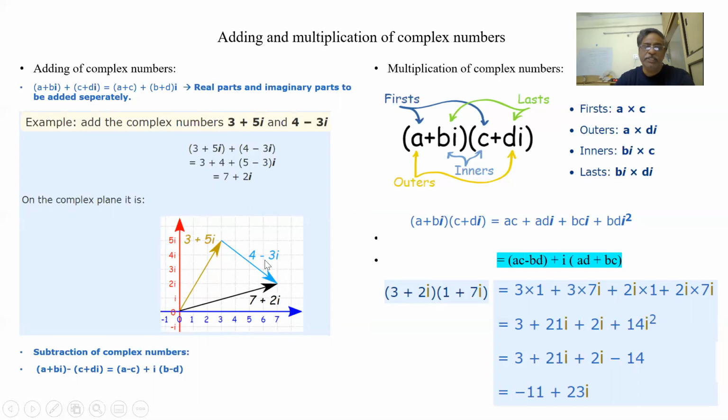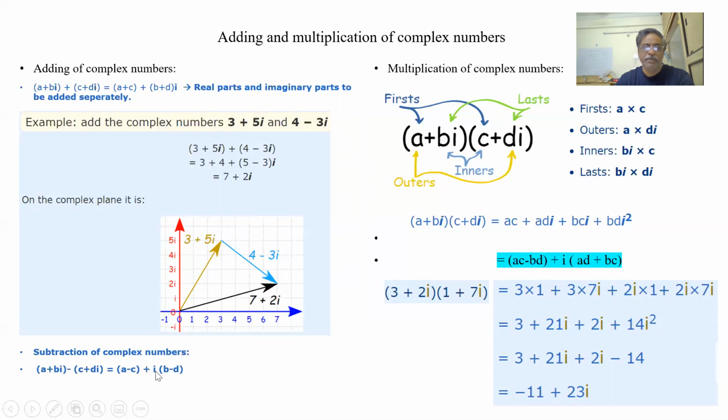Otherwise, 4 minus 3i, how do I represent it? This is 4. 3 will come here. This is the point, the 4 minus 3 point. This is the arrow. So this arrow I have superimposed, tail to head to tail here, so that I have done an addition of the vectors. Now this is subtraction of the vectors, the same: a minus c plus b minus d.